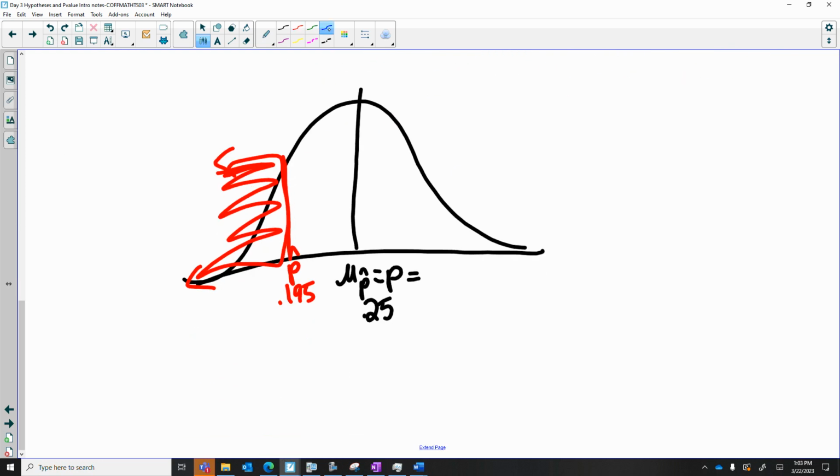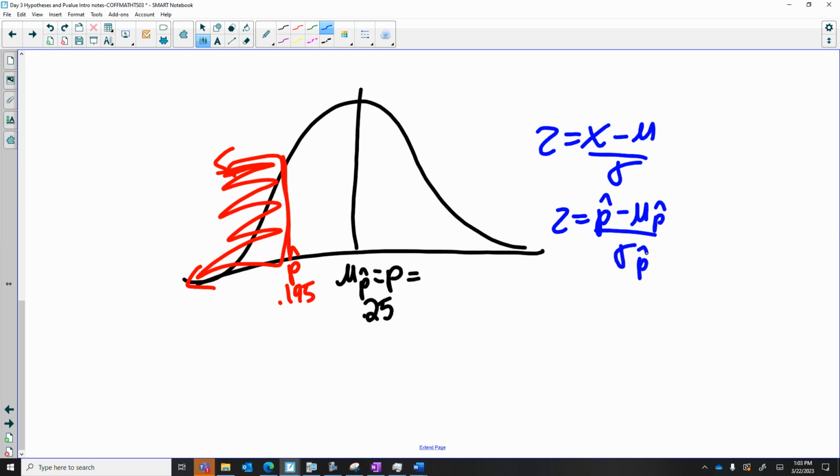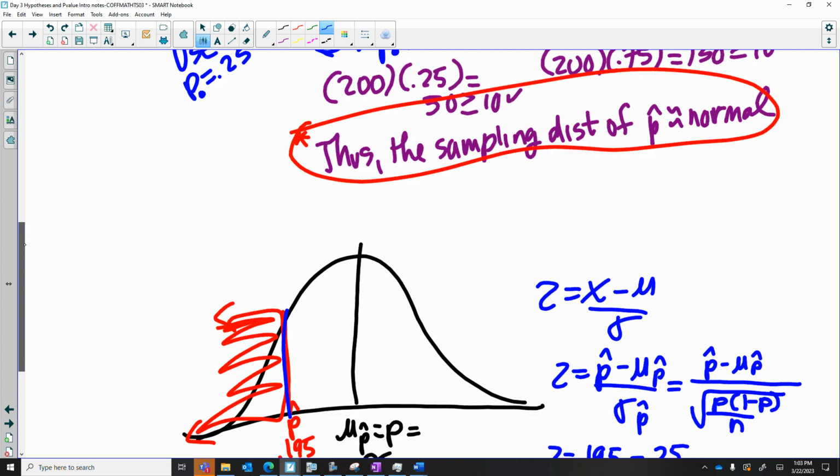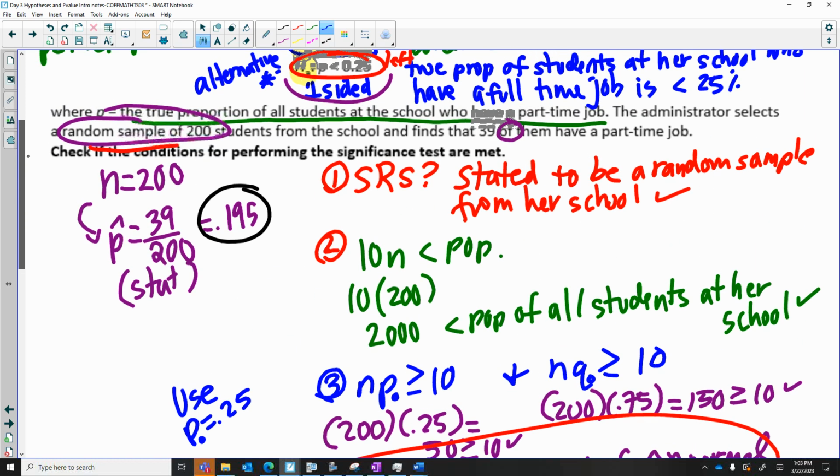Now we're ready to do our Z-score. So our Z-score, remember, it used to be x minus mu over sigma, but now this is p hat. So it's p hat minus mu sub p hat over sigma sub p hat. And you guys know we did this last chapter. You're basically just taking x out and replacing it with p hat. So we would do 0.195, which is like your x, minus the mean, which is 0.25, and then divided by the standard deviation. Now remember, the standard deviation of p hat we got from the square root of p times 1 minus p over n. So if you have p, you use p. If you don't have p, you use p hat. It doesn't look like we got it for this one, so we're going to do that one now.